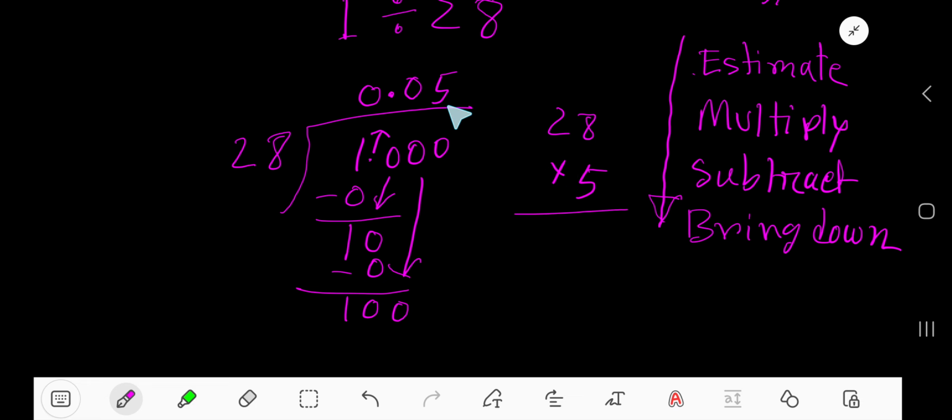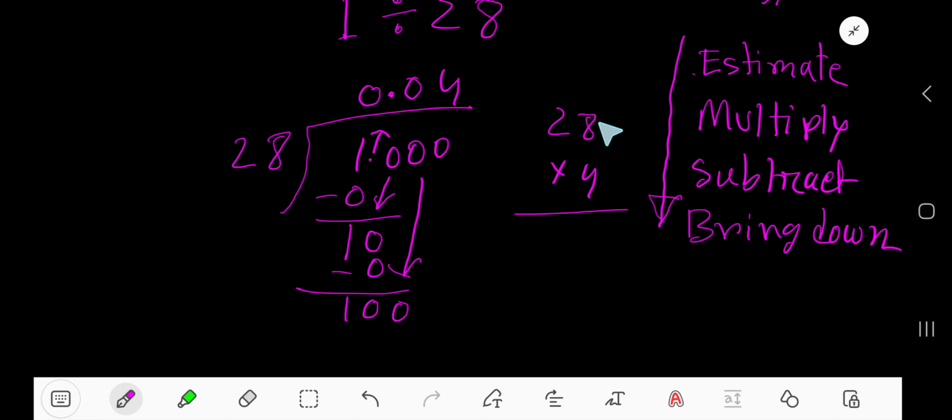Our estimation may be correct or may not be correct. Let's see. 5 times 8, 40. Write 0, carry 4 to the next column. 5 times 2, 10, plus 4, 14. 140. We exceed this number. So reduce 1 here, 4. And let's try what is happening.